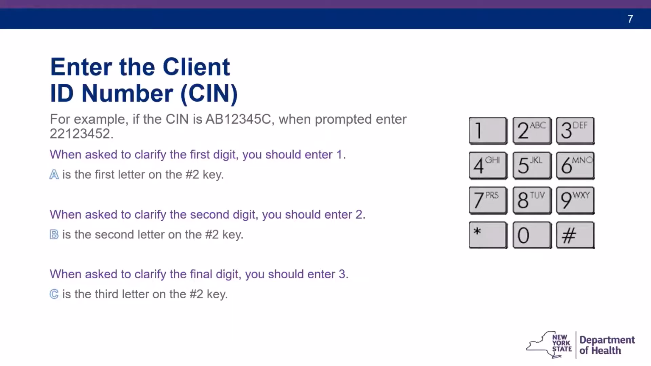When asked to clarify the first digit, you should enter 1. A is the first letter on the number 2 key. When asked to clarify the second digit, you should enter 2. B is the second letter on the number 2 key. When asked to clarify the final digit, you should enter 3. C is the third letter on the number 2 key.